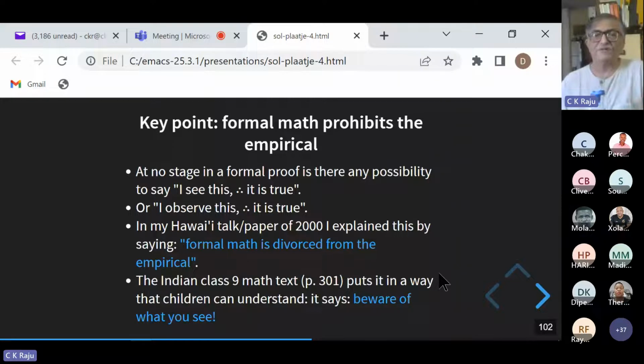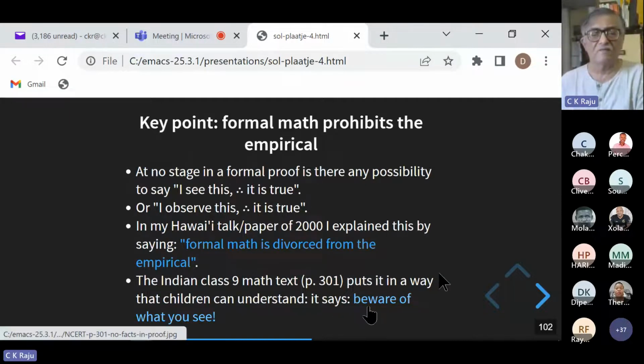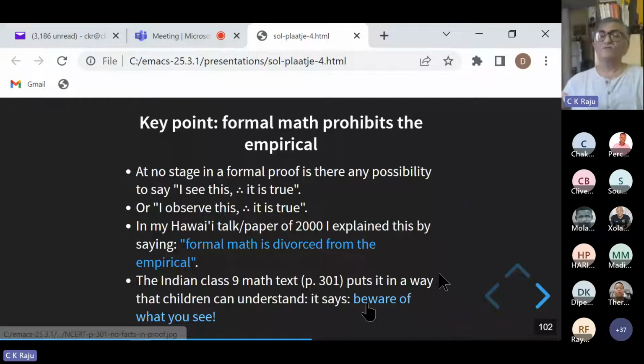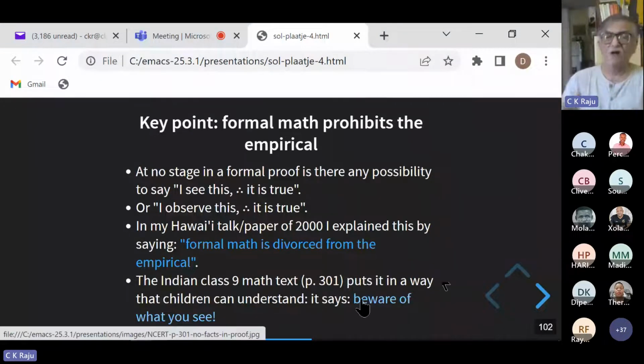You cannot say, I see this, therefore it is true. I observed this, therefore it is true. So I use the line that formal math is divorced from the empirical. And the Indian class text explains it in a way: you must use only logic. Beware of what you see. Now, this is what is not explained. It's not use of reasoning, it's prohibition of the empirical. How does that lead to superiority?